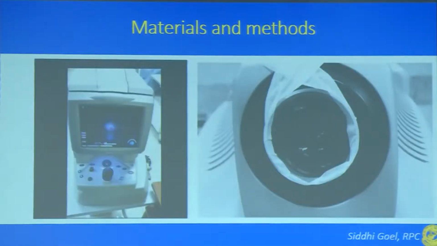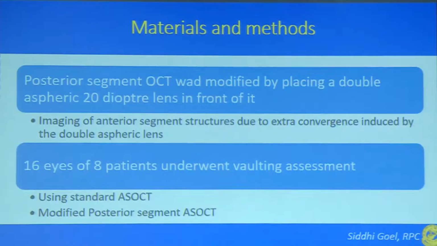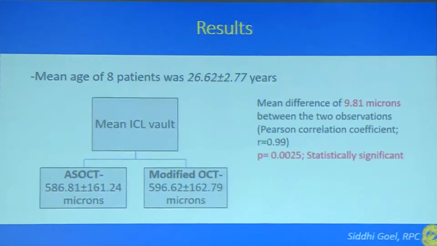So this is just an image. We see the examiner's view of the posterior segment OCT that we used, and this is the scanning aperture where we have secured a 20 diopter lens using a micropore. Thus, 16 eyes of 8 patients underwent vaulting assessment using the standard ASOCT as well as the modified posterior segment OCT.